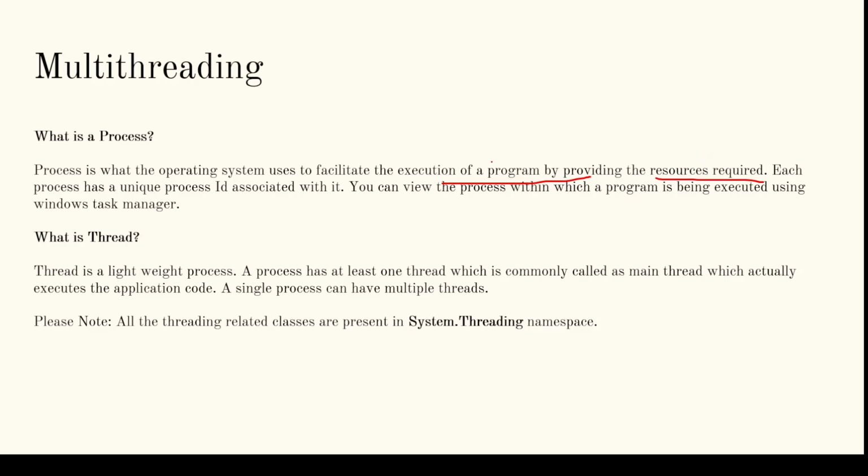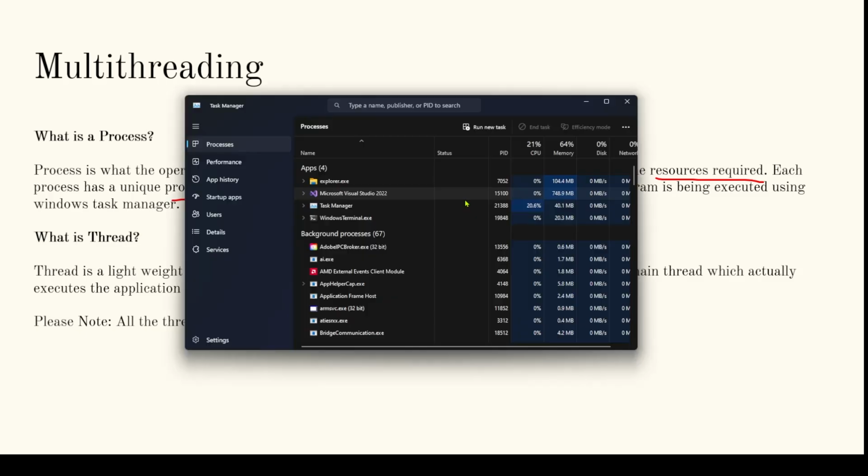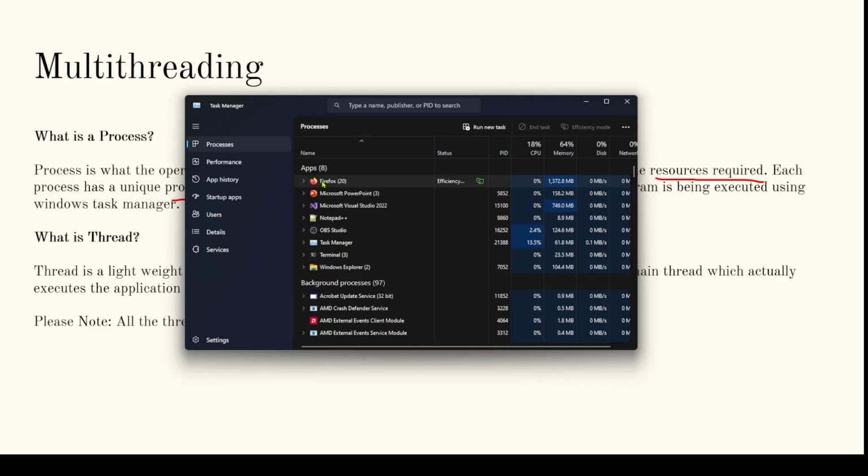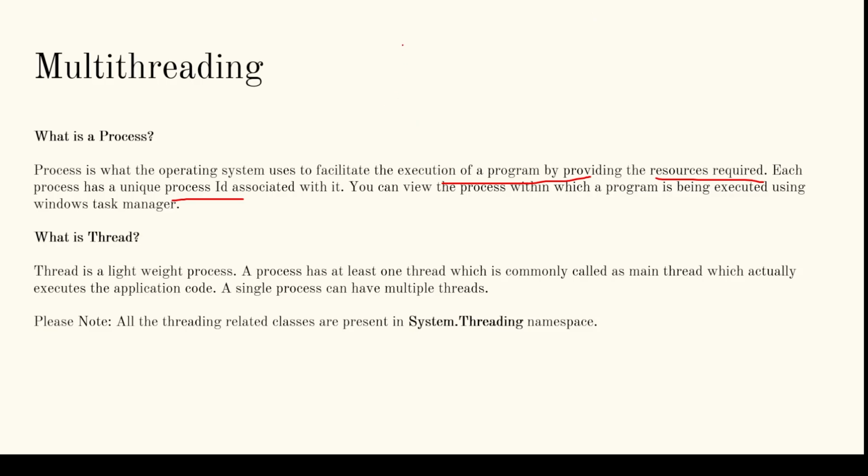Because each process will require some RAM and some memory, right? So those resources will be provided by the operating system, and each process will have its process ID also. If you look at your Task Manager, you can see all the processes which are running currently, right? And each process has a particular process ID, which is defined as PID also. So what do we understand till now, right? First, we have operating system, right? Inside operating system, we have processes. And process is something that will run our application, right?